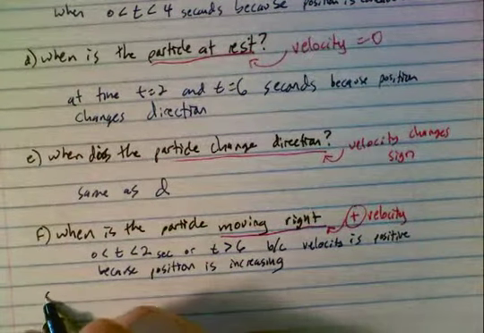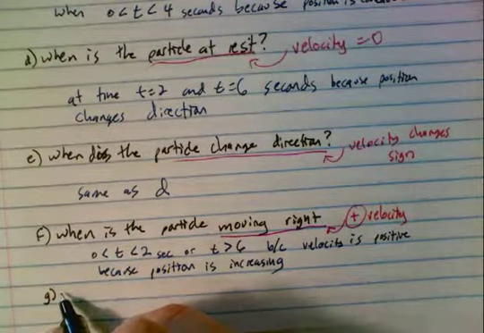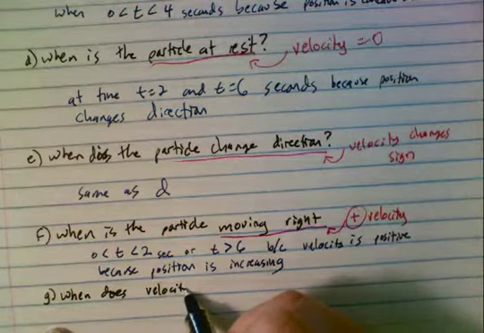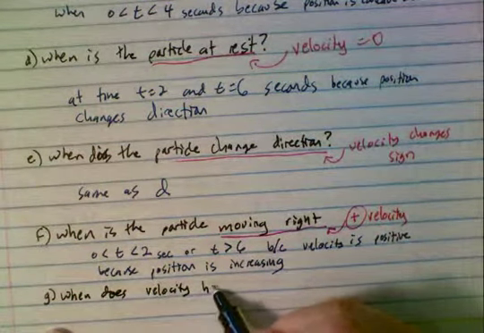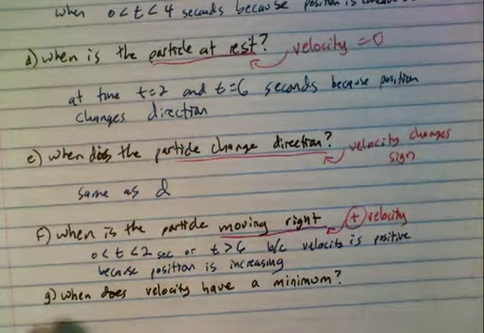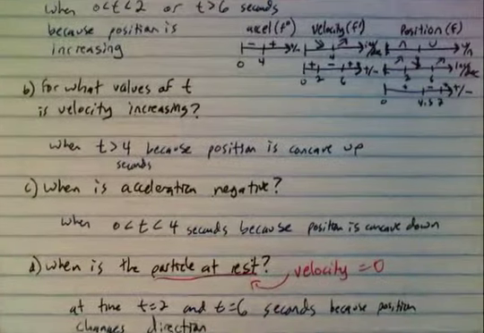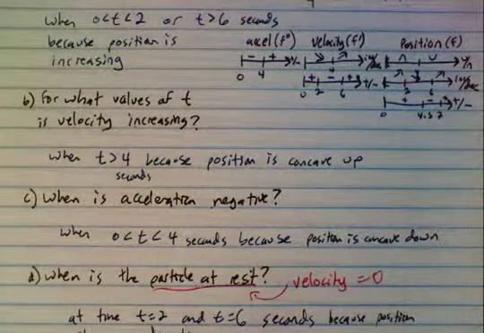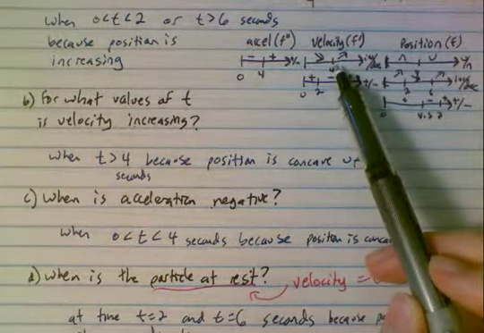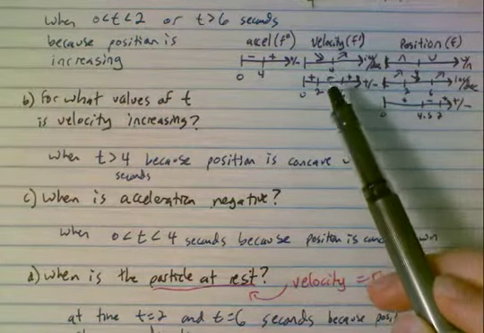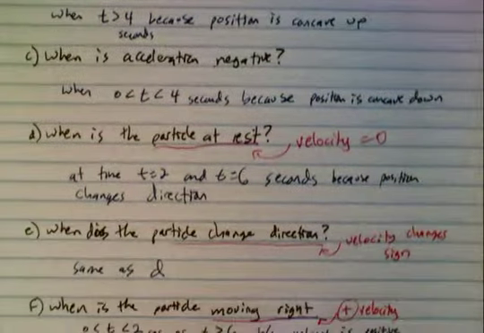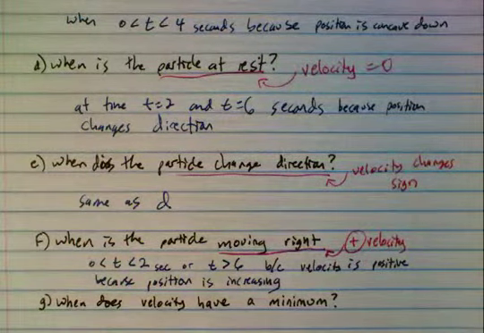And we can be asked about maxima and minima before. When does velocity have a minimum? Well, if we look up here, it's not terribly clear from the question whether that's an absolute or a relative minimum, but there's only one minimum, and it's both a relative and an absolute one right there, so it actually doesn't matter too much. So velocity has a minimum at time t equals 4 seconds, because position is changing from concave down to concave up.